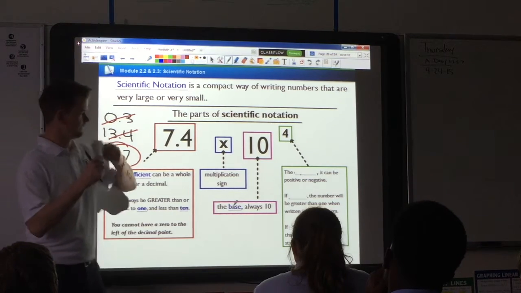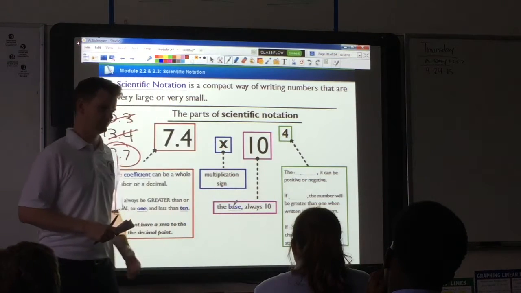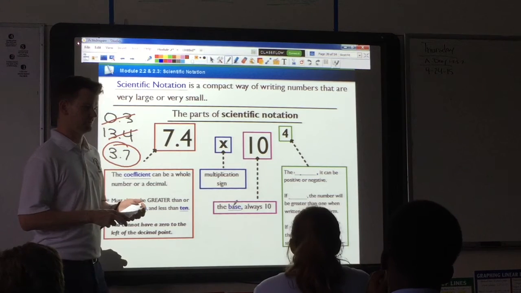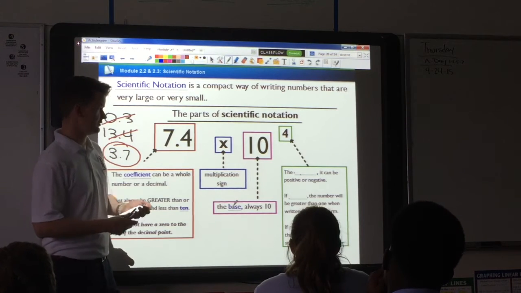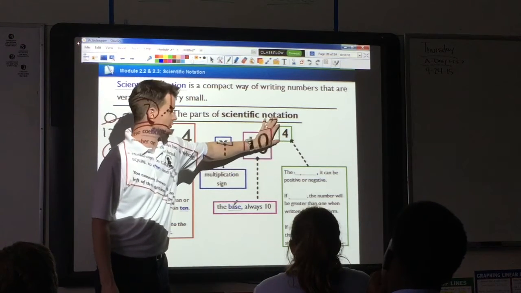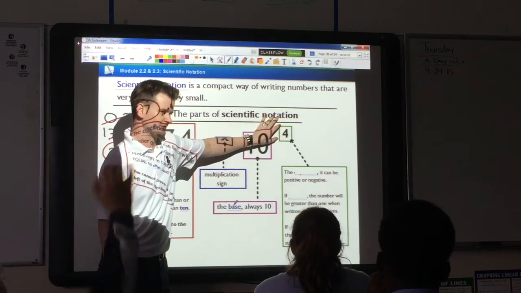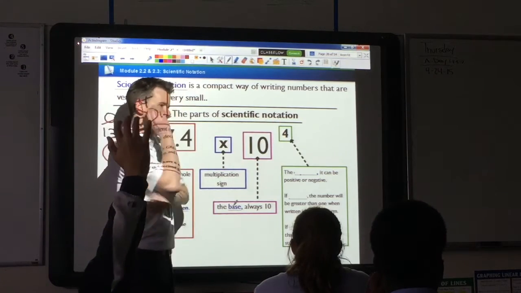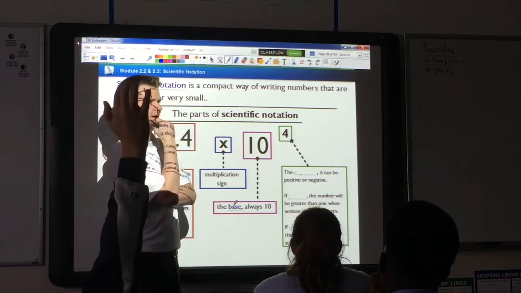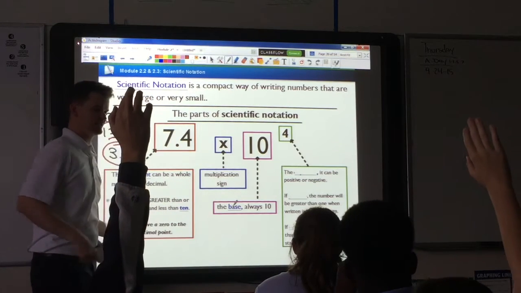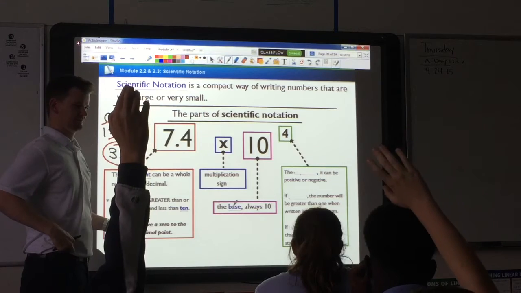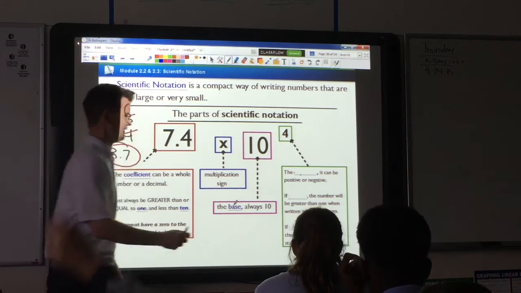Abby, what is that called? This is the base. This little number up here is known as a... Stop whispering, come on, let her hear. She's on the spot. No, I don't know what it is. You know what it is. As soon as we say it, you're going to know what it is. It's an exponent. There you go.